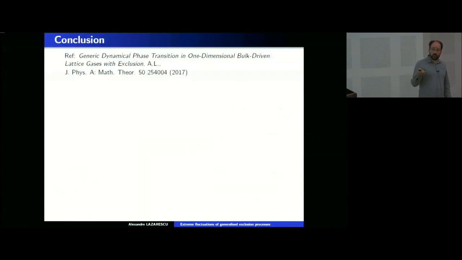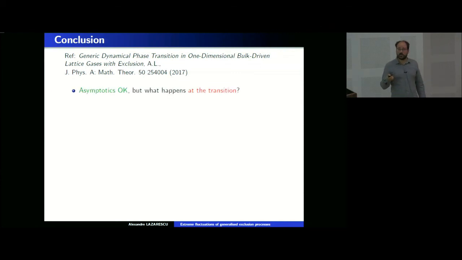So in conclusion, if you want more details about everything about the current, you can have a look at this recent paper. I've told you about the asymptotics of the large deviation of the current. I don't know any analytical way to get at anything in the middle, and especially not to locate the transition and to analyze the transition. So I guess it will have to be done numerically, at least to begin with.